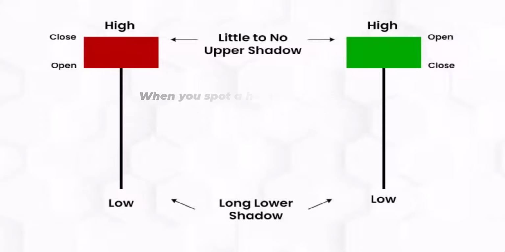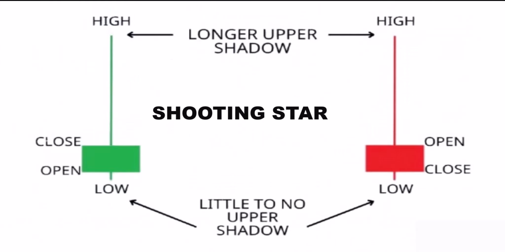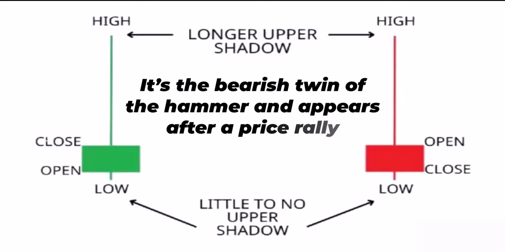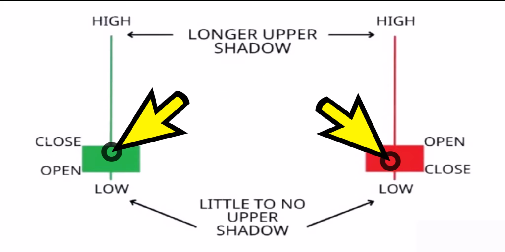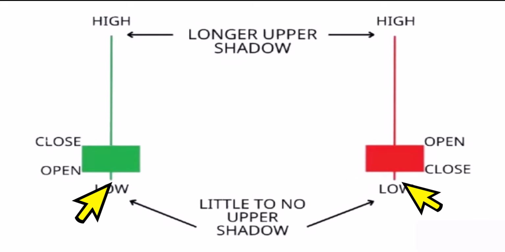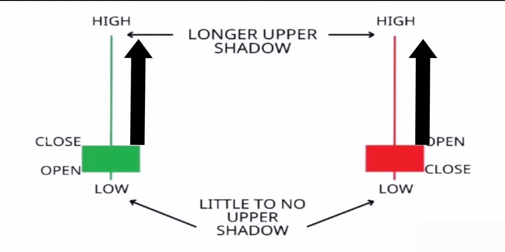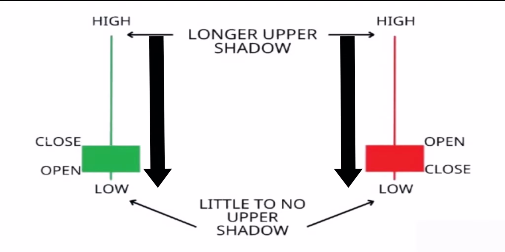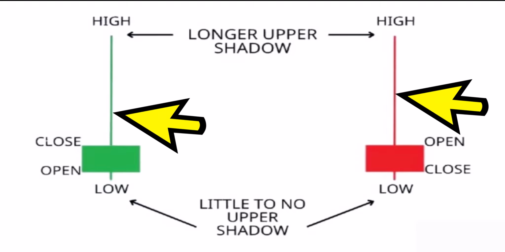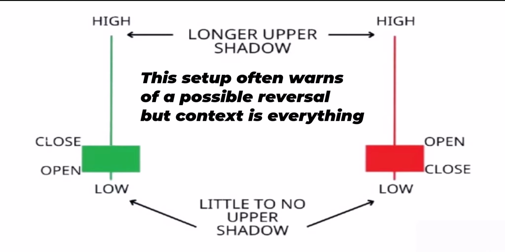solid trade opportunity. Now, on the opposite side, the shooting star is just as important as the hammer candlestick. It's the bearish twin of the hammer and appears after a price rally. Visually, it's the opposite: a small candle body, long upper wick, and little to no lower wick. That long upper wick signals that buyers tried to push higher, but sellers slammed the price back down, rejecting the move. For a valid shooting star, make sure the wick is at least twice the length of the body. This setup often warns of a possible reversal, but again, context is everything.